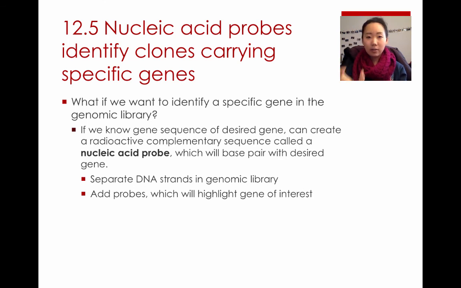And this is called a nucleic acid probe. And so it's going to base pair with whatever we want. And so what you do is you take all of your genomic library and you separate the DNA strands so that now these DNA strands are single strands. And you add your probe, and wherever your probe attaches to, that colony is going to be radioactive, so it'll light up. That's the colony with your gene that you're looking for.